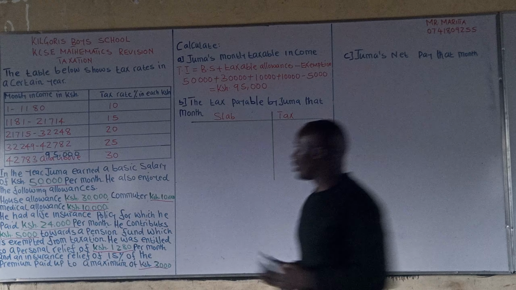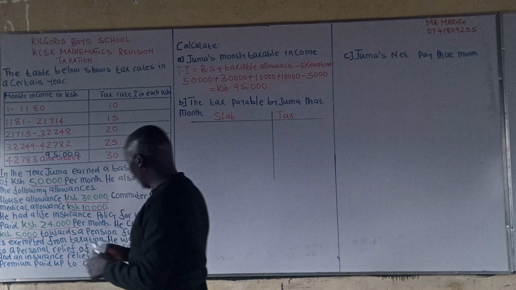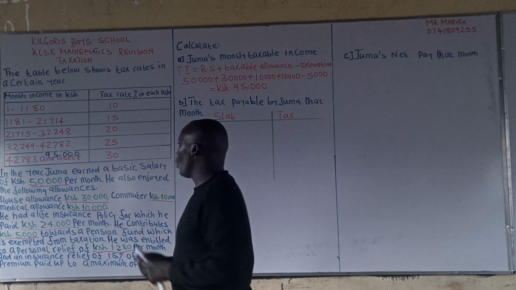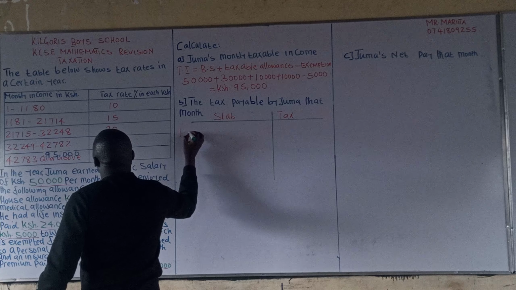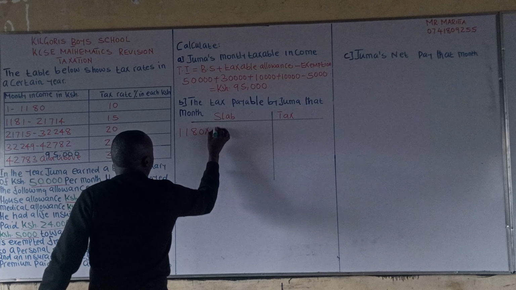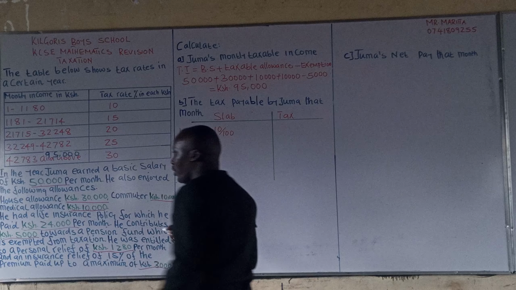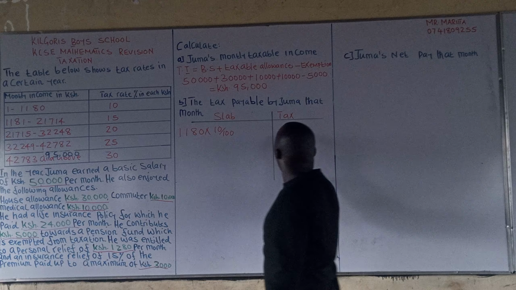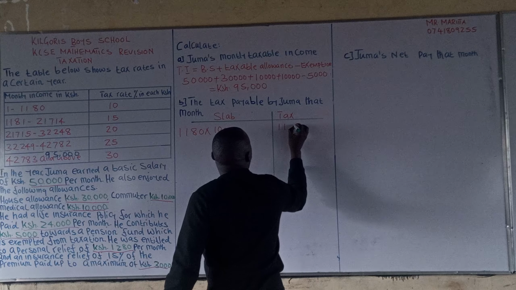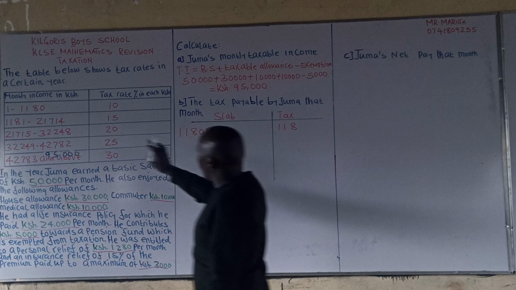So we can now start taxing from 1 shilling to 1,180. The tax is just at the rate of 10%. So we have 1,180 shillings times 10 divided by 100. In that case, the tax payable here you will get as 118.